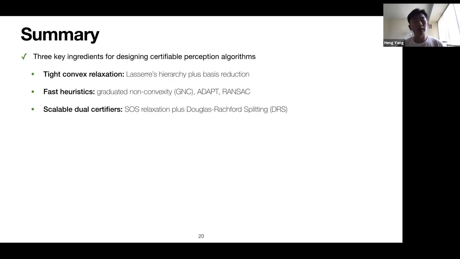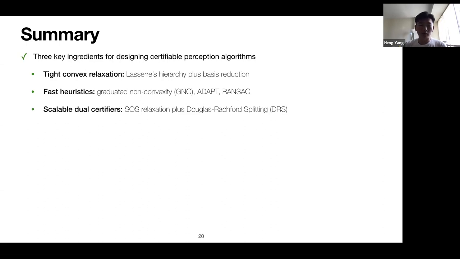So in summary, in this talk, I presented three key ingredients for designing certifiable perception algorithms. The first ingredient is that you need to design a tight convex relaxation. In our case, this is Lasserre's hierarchy plus basis reduction, which I didn't talk about, but it's a technique that reduces the size of the SDPs. The second key ingredient is that in order to solve robust estimation reliably and fast, you need fast heuristics such as graduated non-convexity or RANSAC that can output a globally optimal solution with high probability of success. And the last ingredient is a scalable dual certifier that can certify the solution returned by these fast heuristics.